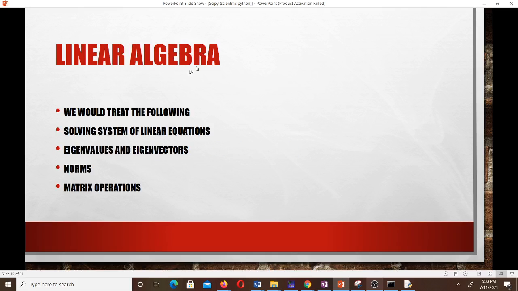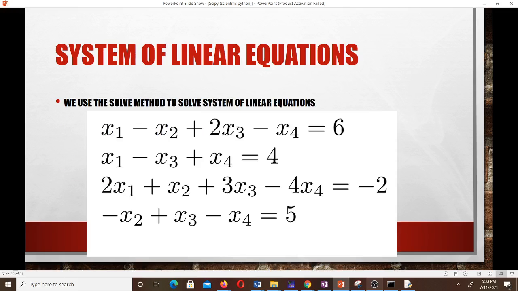So with linear algebra, we will treat the following: how to solve systems of linear equations using Python, how to find eigenvalues and eigenvectors, how to find norms and some matrix operations. Okay. So let's consider this system of linear equations here. So we want to solve this.